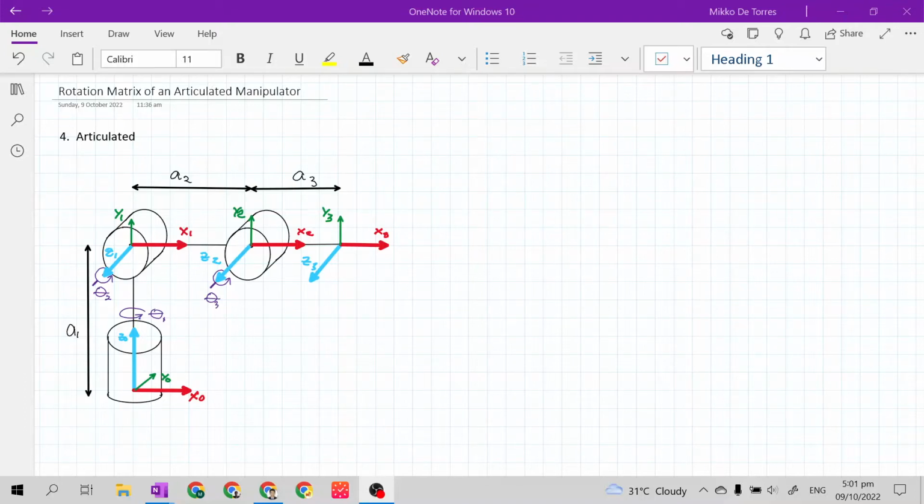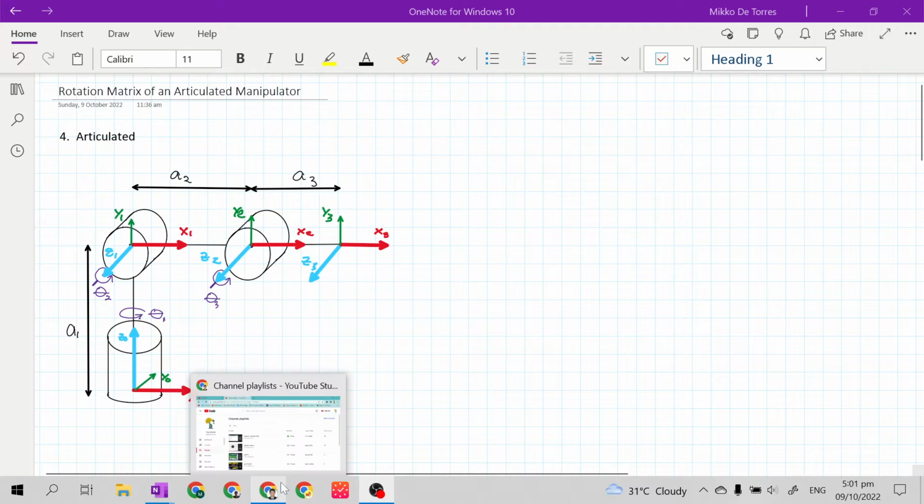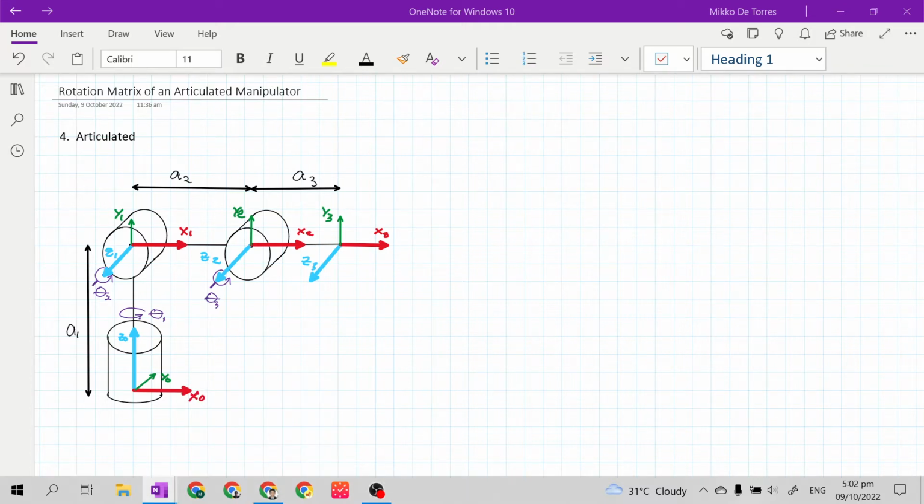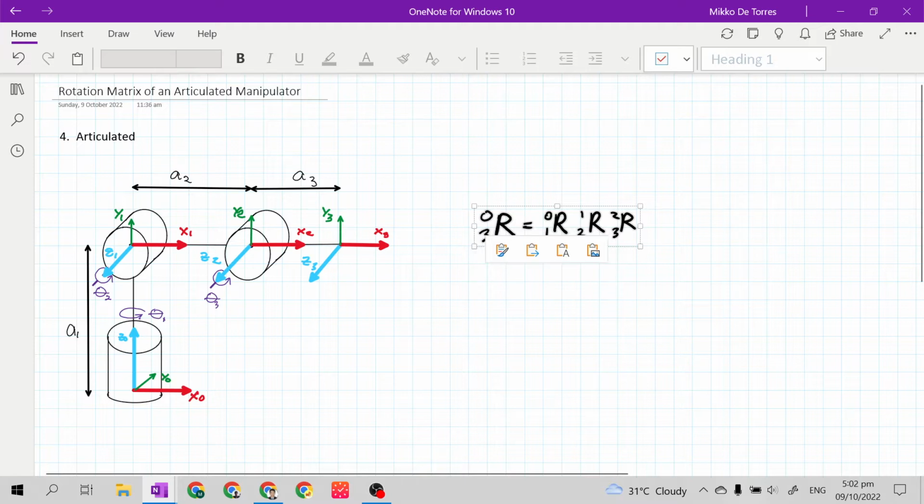Good day. In this video, I will teach you how to find the rotation matrix of an articulated manipulator. Okay, so let's start by getting the equation of our rotation matrix. So R03 is equal to the rotation matrices from the base up to the end effector. So R01 times R12 times R23.